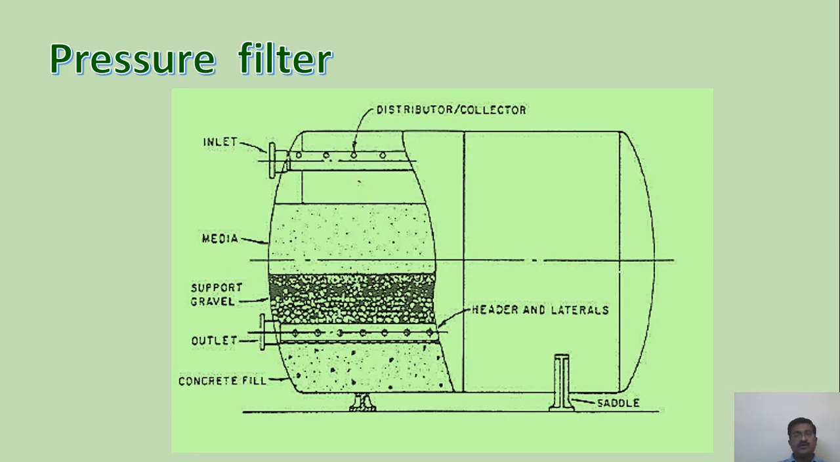So here you can observe the inlet is provided here. This is the distribution system, and in this vessel different media is there. For the outlet, perforated pipes are provided here, and at the bottom, for more rigidity, a concrete base is provided. For getting the results, this is operated under pressure.